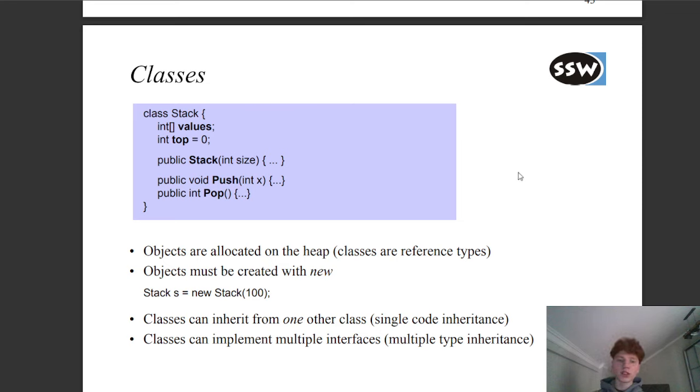Its objects are allocated on the heap. Classes are reference types. Objects must be created with new. Structs, as in new Stack(100). Classes can inherit from one other class, single inheritance. Classes can implement multiple interfaces, multiple type inheritance.